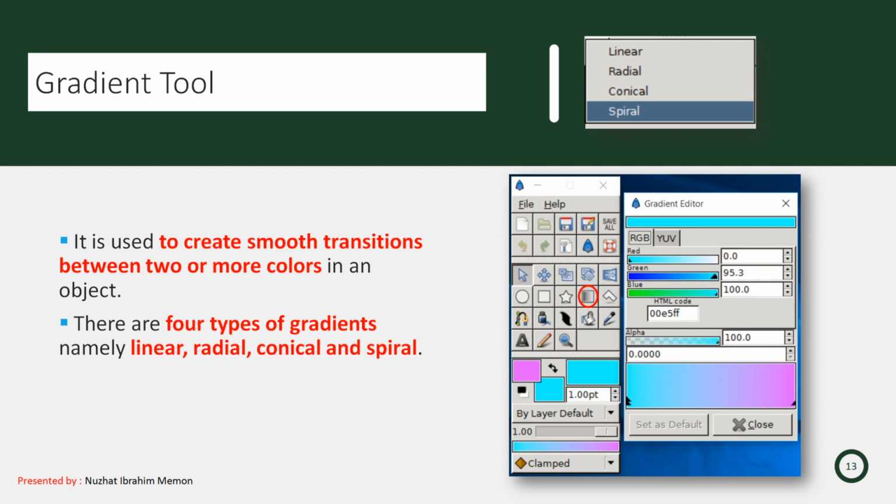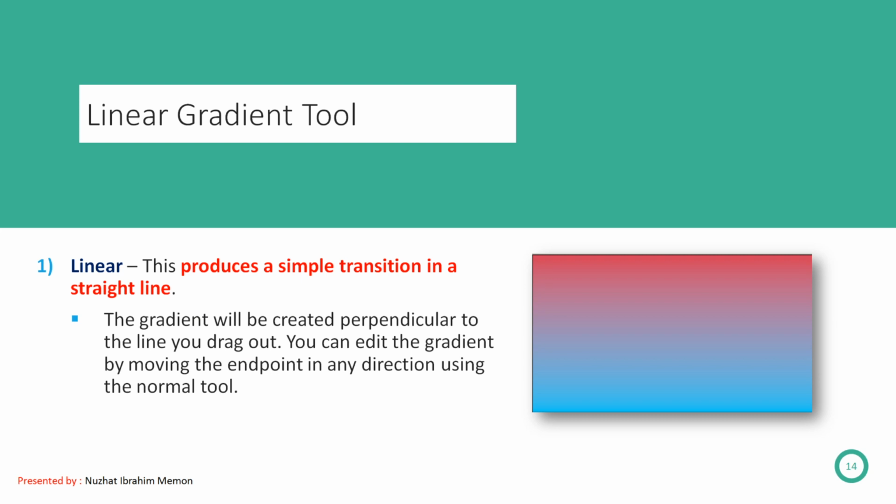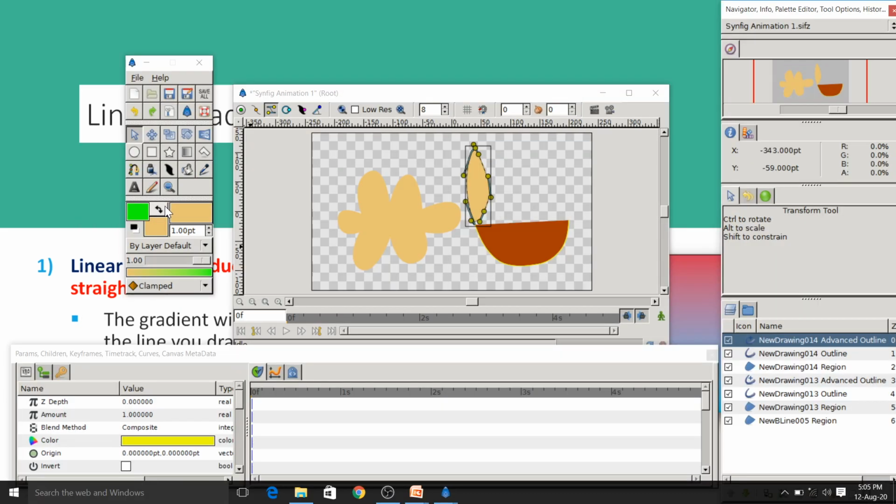It is used to create a smooth transition between two or more colors in an object. There are four types of gradient, namely linear, radial, conical, and spiral. One by one we will cover all these things. Linear gradient tool. The linear gradient tool produces a simple transition in a straight line. Here I will show you. To do a gradient we need this background color and foreground color. Right now I am not changing it, it will be okay.